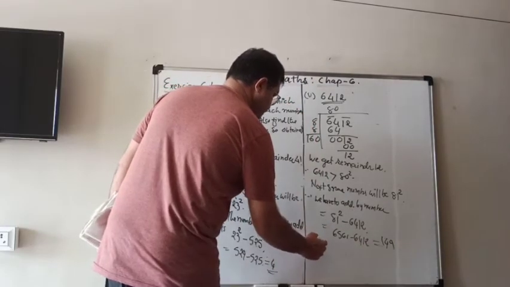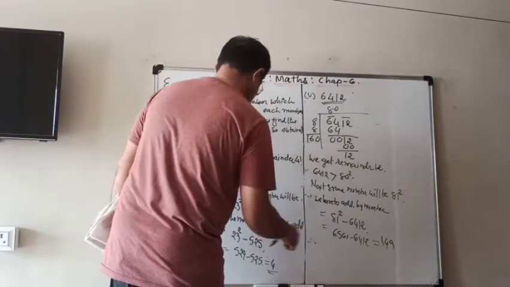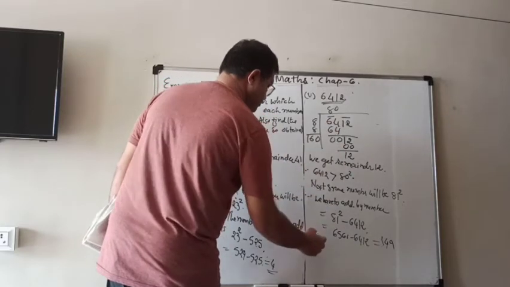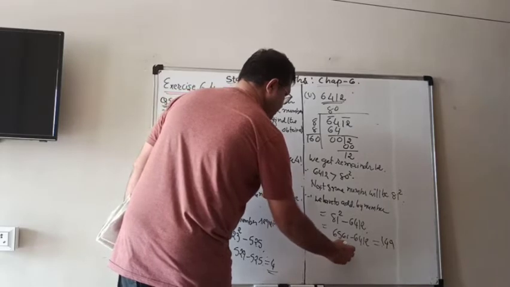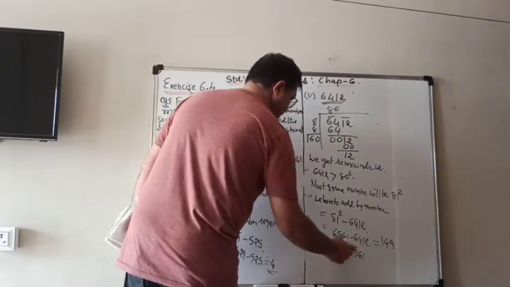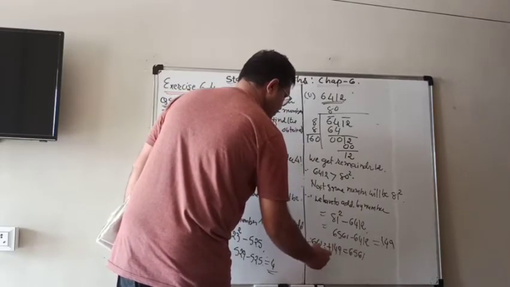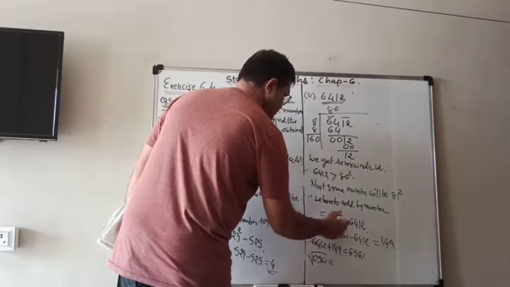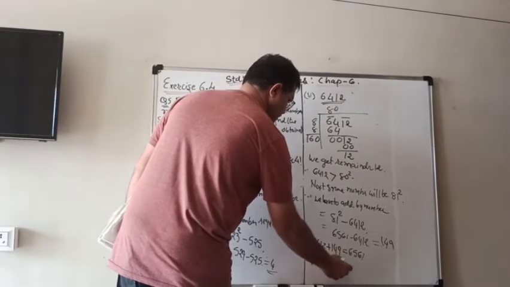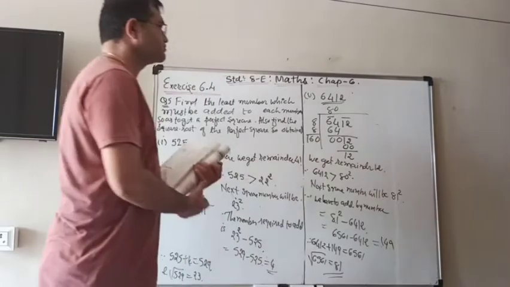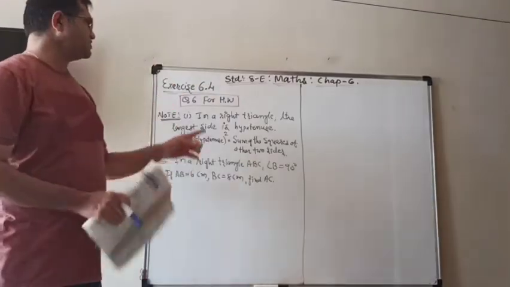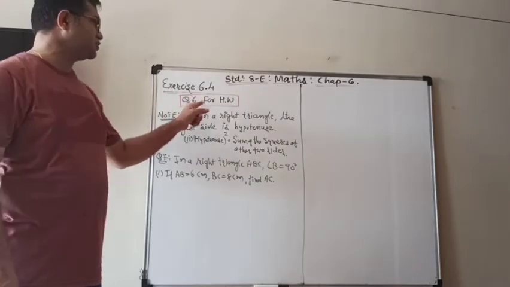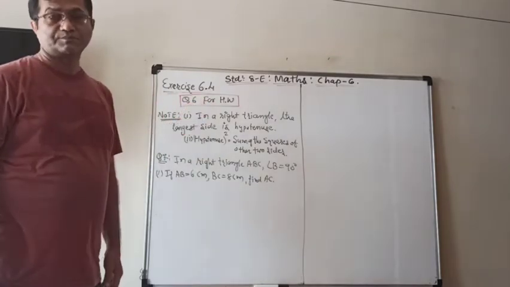So therefore, what was our number? 6412. Therefore, 6412 plus 149 is equal to 6561, and the square root of 6561 is equal to 81. So in this way, we have to do the sums. Now the question 6 is very simple, so I gave it to you for the homework.